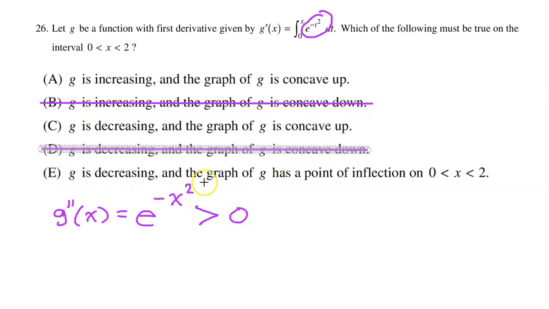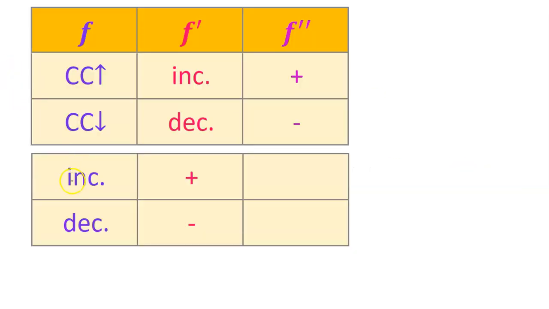We can also throw out option E because if there's a point of inflection, that means it's either going from concave down to concave up or concave up to concave down. But we just decided that the original function g must be concave up everywhere. So there can't be a point of inflection. To narrow it down to the final answer, we need to know if the original function is increasing or decreasing. The original function will be increasing where the derivative is positive and decreasing where the derivative is negative.